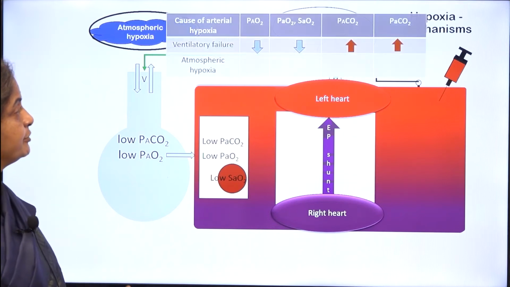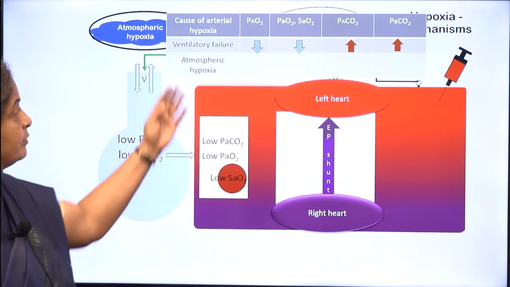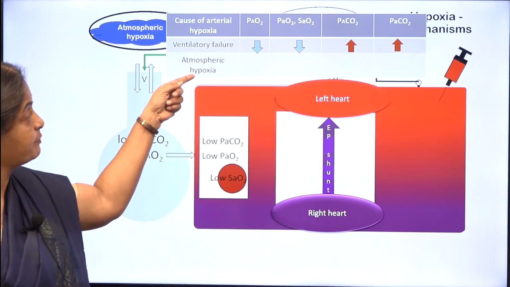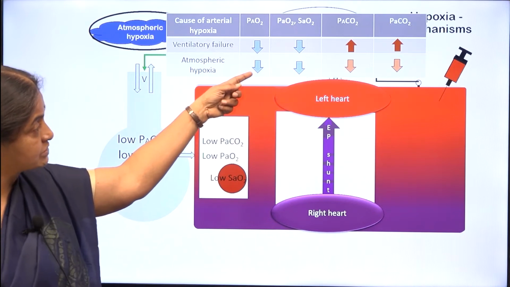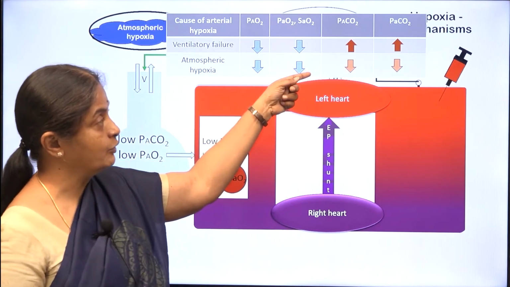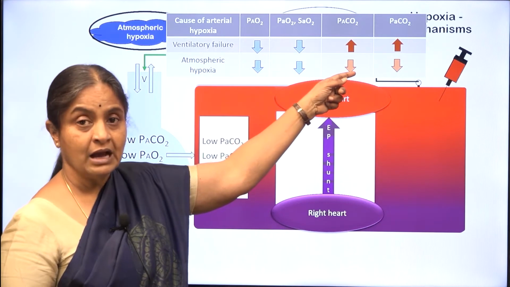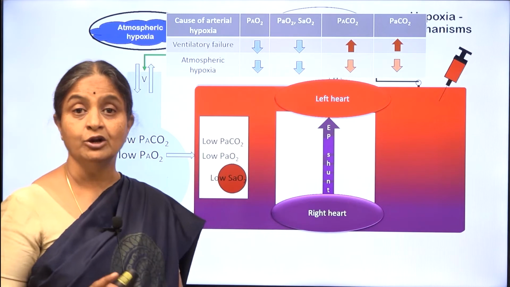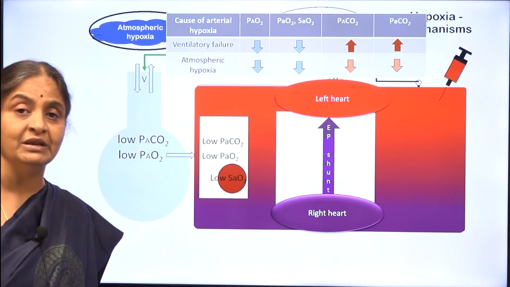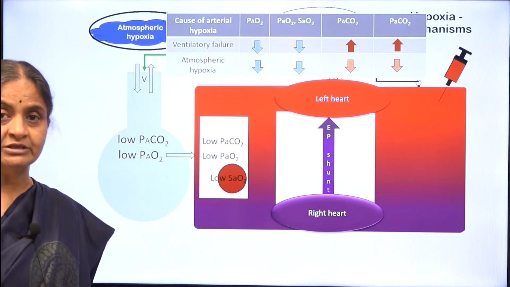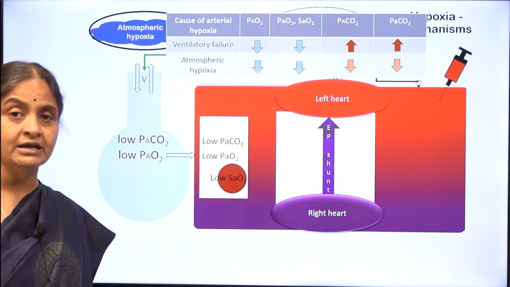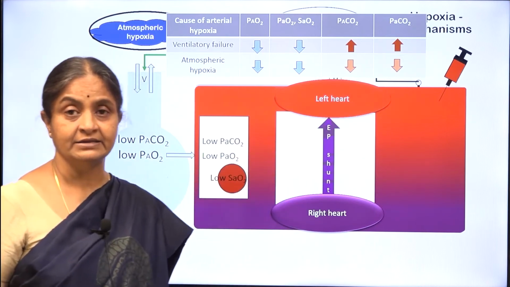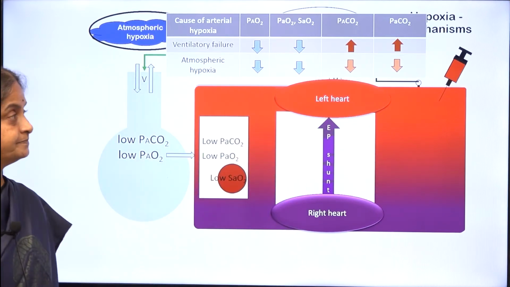So, now let us put this into this framework. We know what happens in ventilatory failure already. In atmospheric hypoxia, there is alveolar hypoxia, arterial hypoxia. However, carbon dioxide in the alveolus and in the artery are lower than normal, lower than 40 millimeters mercury. The normal arterial carbon dioxide is 40 millimeters mercury. It is lower than that in atmospheric hypoxia.